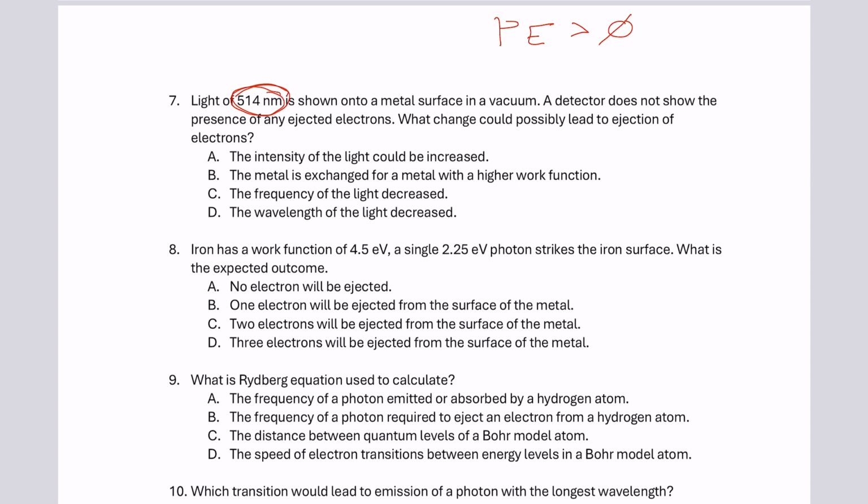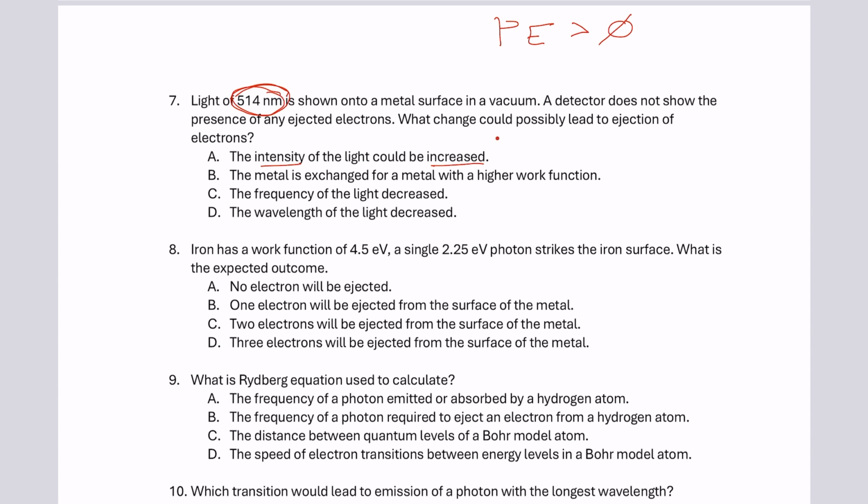Let's read option A. Option A says that the intensity of the light could be increased, and that would lead to the ejection of electrons. This is not correct. Increasing intensity simply means that we're sending in more photons to hit the metal surface. But these photons are still going to carry the same energy, meaning they're not going to cause any electrons to be ejected. This is not the change we want to make to eject electrons.